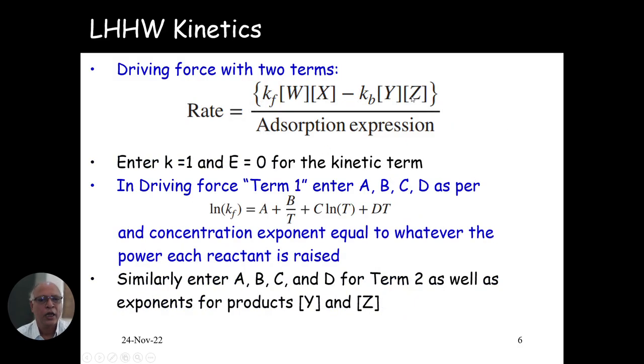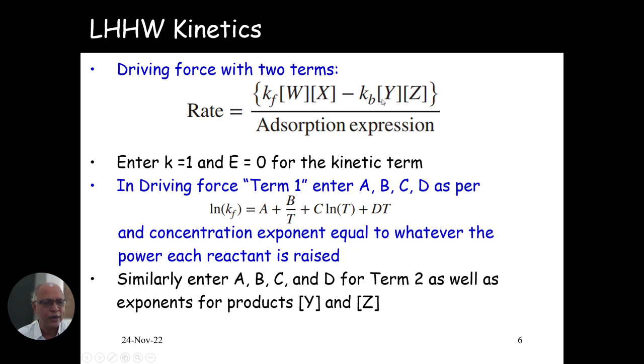So something like this. Now because the kinetic term here is 1, I am going to define K is equal to 1 and E is equal to 0 as far as the kinetic term is concerned. After defining this, you need to go into driving force by pressing the driving force button in Aspen and you need to address term 1. Now whatever is the expression that you gave for Kf, take it in this equation, calculate A and B, provide those values of A and B along with the corresponding exponents of W and X. Normally C and D will be 0. And the concentration exponent, depending on your driving force term, you need to enter those values.